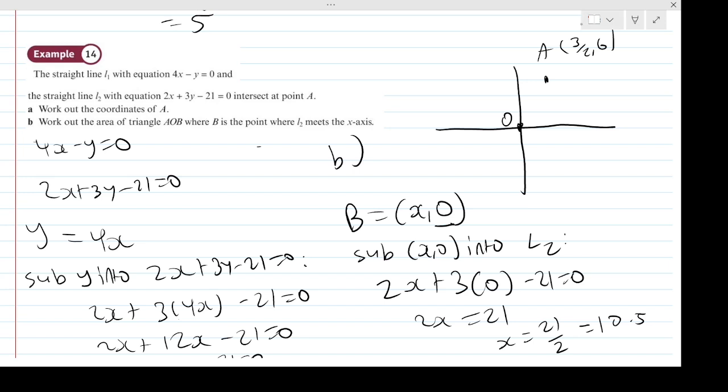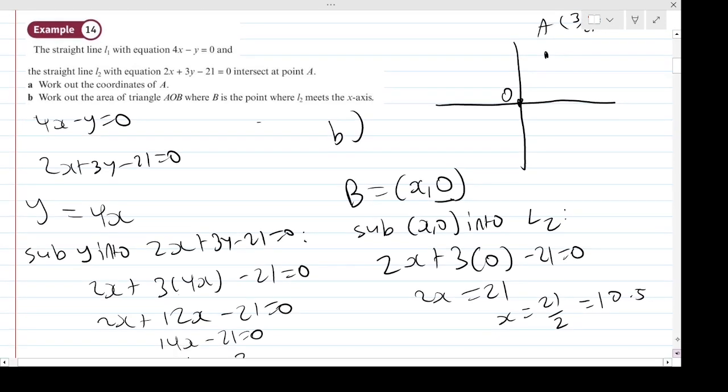So that's the point B, because now we know x is 10.5, so B is (21 over 2, 0). If you continue it, it's going to be about there. And that's 21 over 2 at B.